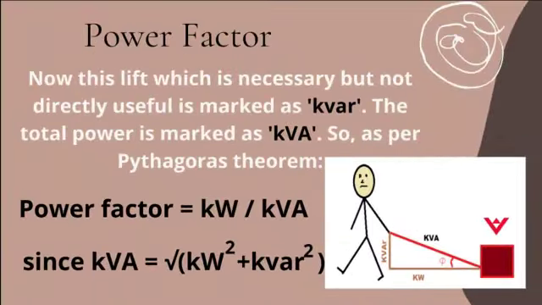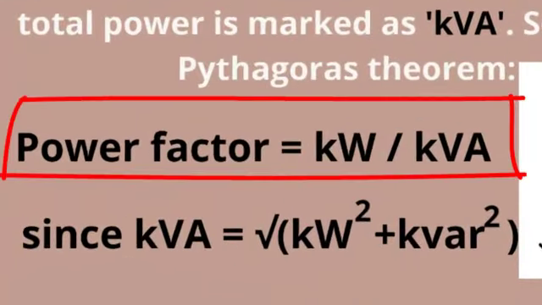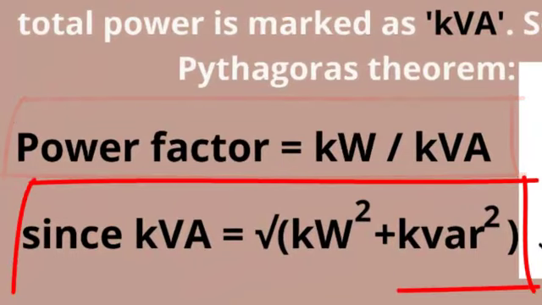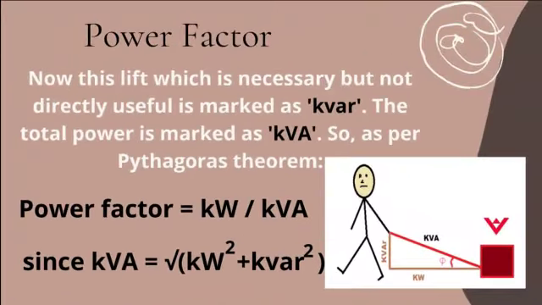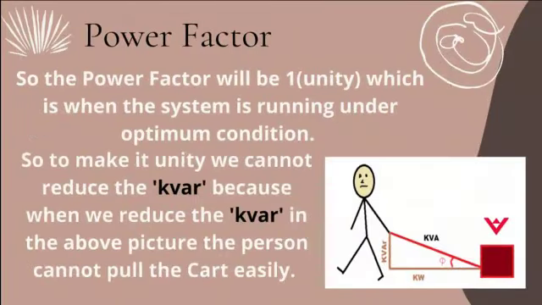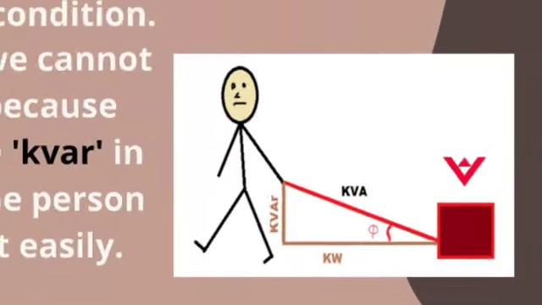So that, as per Pythagoras' theorem, power factor equals kW divided by kVA, where kVA equals the square root of kW square plus kVAR square. So the power factor will be 1 when the system is running under optimum condition. To make it unity, we cannot eliminate the kVAR, because when we reduce the kVAR in the above picture, the person cannot pull the cart easily.